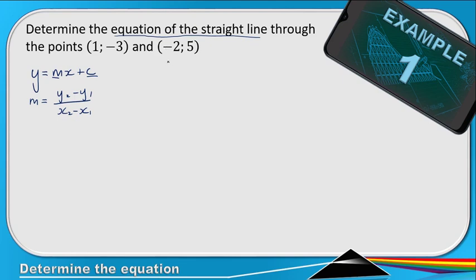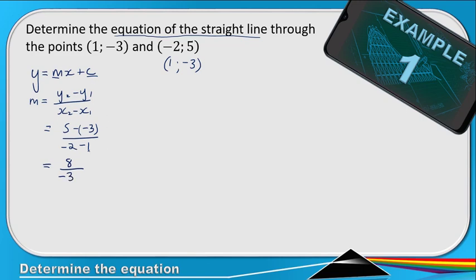But what I like to do is to list them underneath each other. And in doing so, I just say, okay, these are my x values, these are my y values. So I'm just going to say the top y minus the bottom y over the top x minus the bottom x. So I'm just going to say 5 minus negative 3 over negative 2 minus 1. All right, and then we just simplify. So this minus and minus becomes a plus, which then gives us 5 plus 3, which is 8, over minus 2 minus 1, which is minus 3.